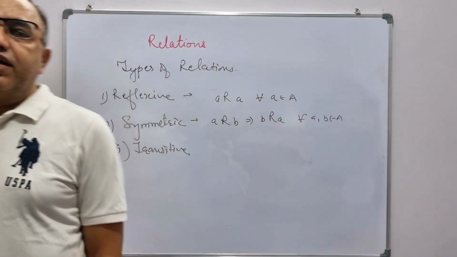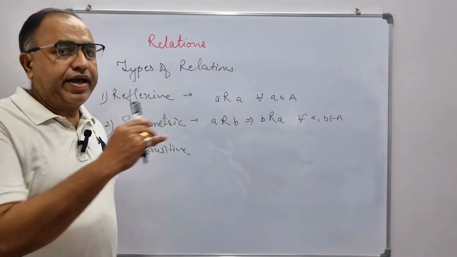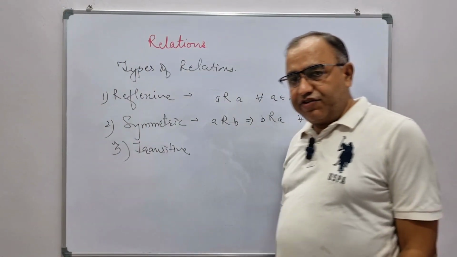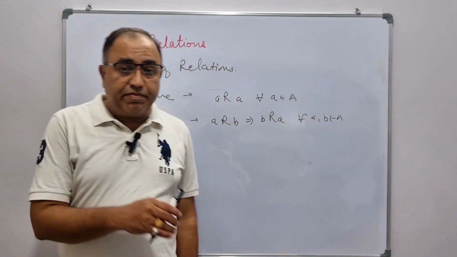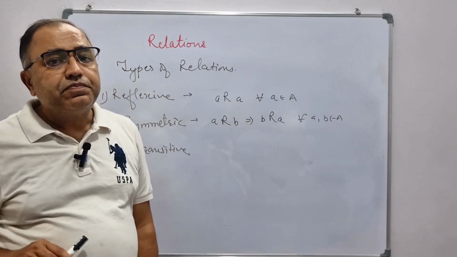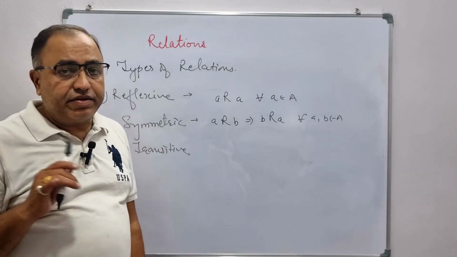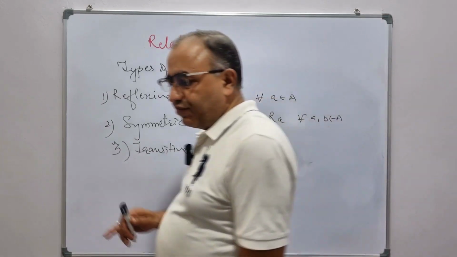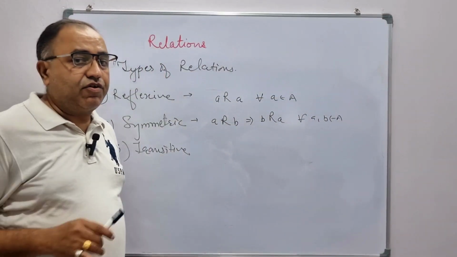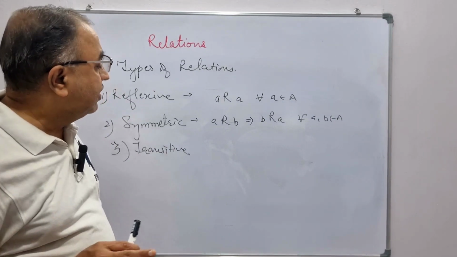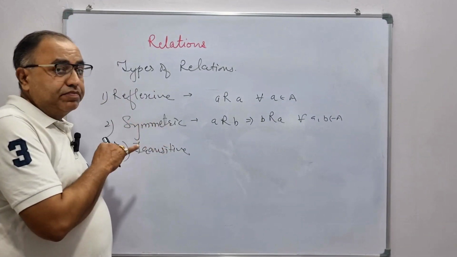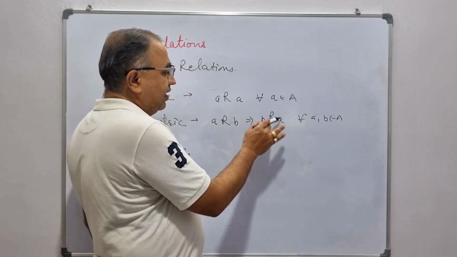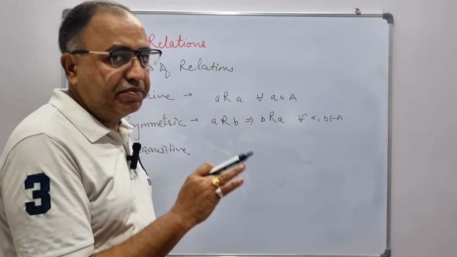For example, if I say X is a brother of Y, will this relation be a symmetric relation? Means if I say X is a brother of Y, will Y also be a brother of X? It is not necessary, you know? It depends upon the gender. If Y is male, then definitely Y will be a brother of X. Otherwise, if Y is female, then Y will be a sister of X. So it is not symmetric. It is mandatory here that whenever A is related to B, B must be related to A, and it should not be true for some, it should be true for all.